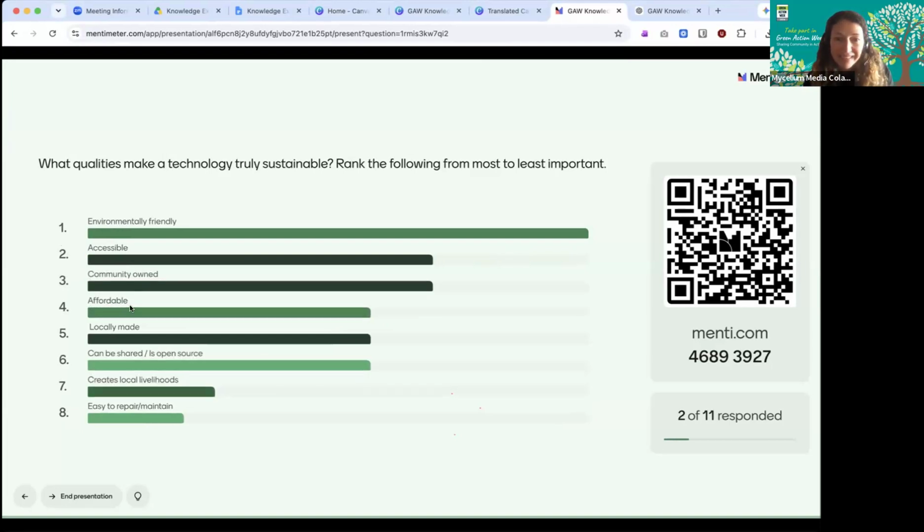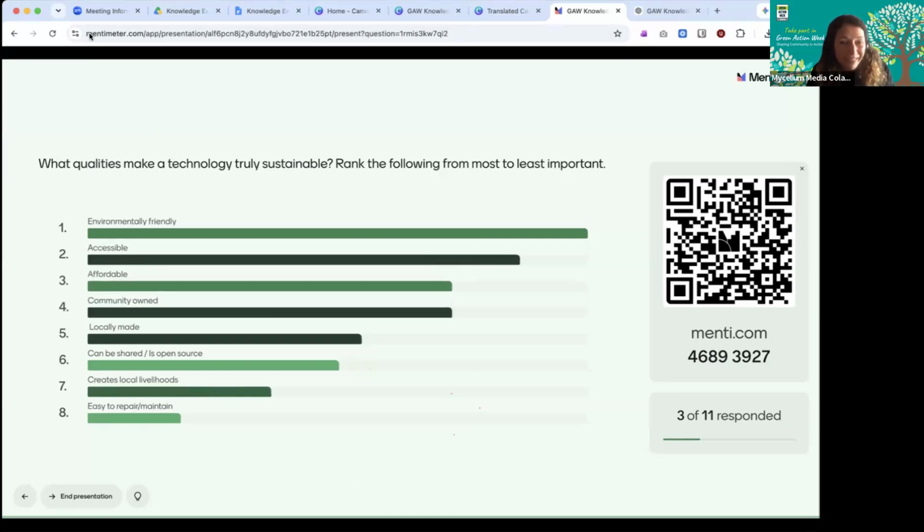Okay, so now it's shifted a little bit. Environmentally friendly is still at the top, and easy to repair or maintain is currently at the bottom. So rank what you feel is the most important to the least important. And obviously all of these are actually quite important for sustainable technology. So it's not that one thing is less, but it's also around where one is.